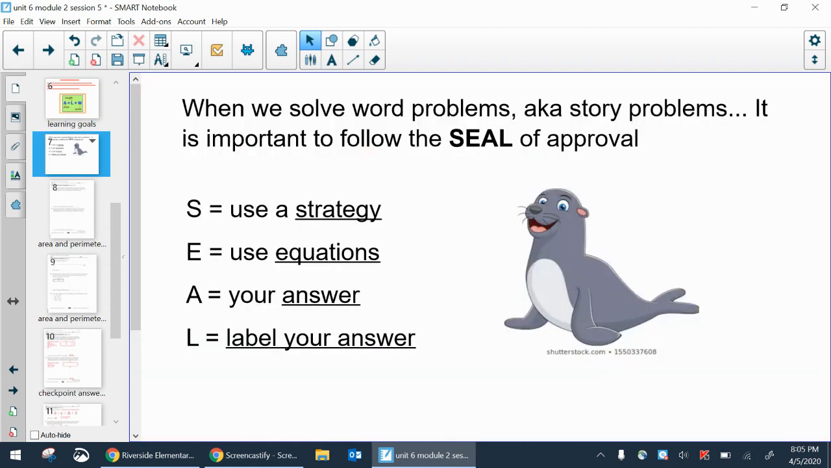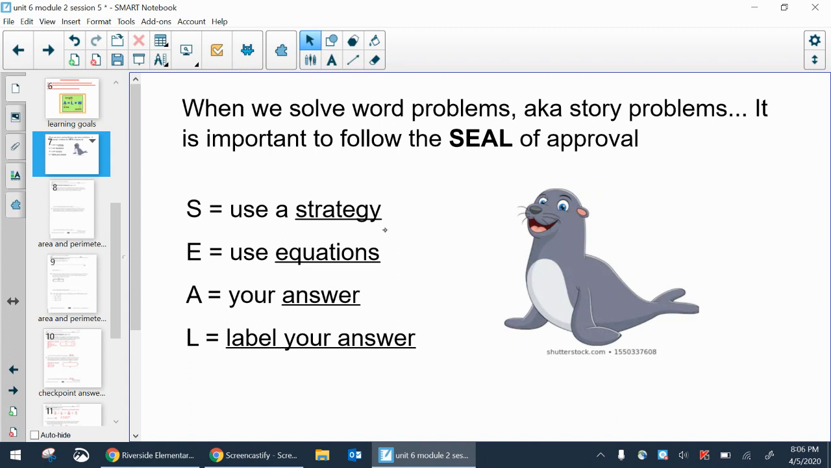So today we are going to be looking at a variety of story problems, also known as word problems. And we know that it's helpful when we are working with story problems, we use our seal of approval. And the S stands for using a strategy. Now, the cool thing about the math that we do at Riverside is exploring and using and practicing all different types of strategies and being open to looking at and learning new strategies, and then trying to figure out what strategy makes most sense to your brain and using that strategy to find your accurate answer.